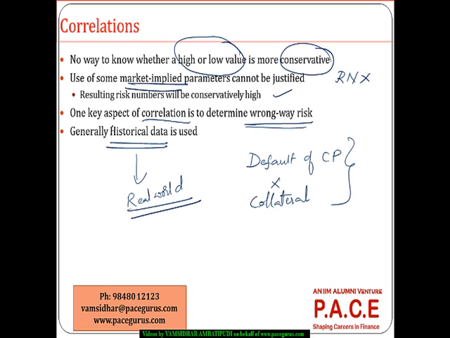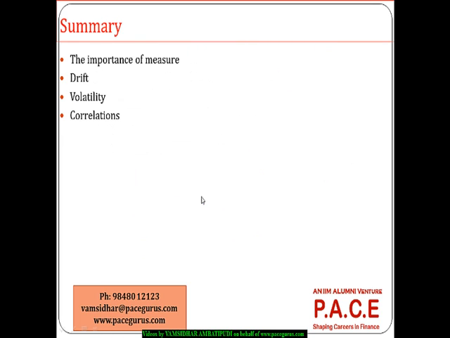So just to summarize, the real world is much more appropriate both for volatilities as well as correlation, whereas risk neutral is the suggested approach for arriving at the drift. Though I can use real world also, risk neutral is more appropriate for the drift. So that is what we wanted to understand: the importance of the measure, the drift, the volatility, and the correlations per se. All right.